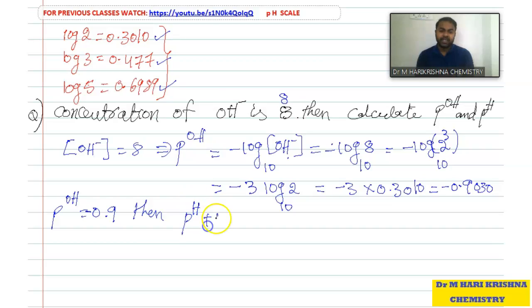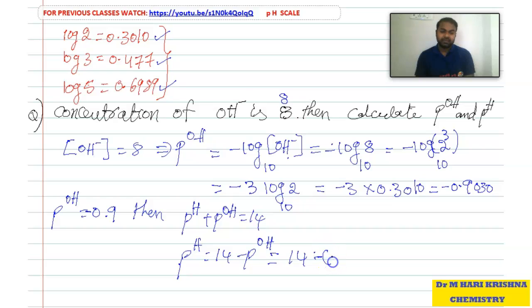So we know pH plus pOH equal to 14. So pH equal to 14 minus pOH. So calculate students. So 14 minus, actually we got pOH value as minus 0.9. So we can get a value of 14 plus 0.9, 14.9.